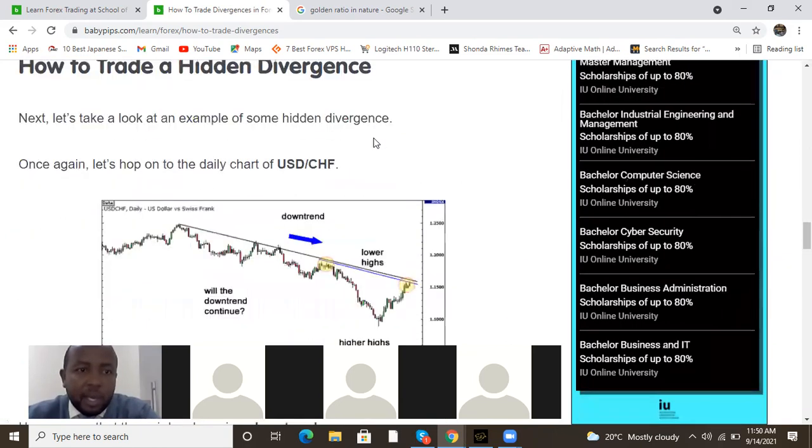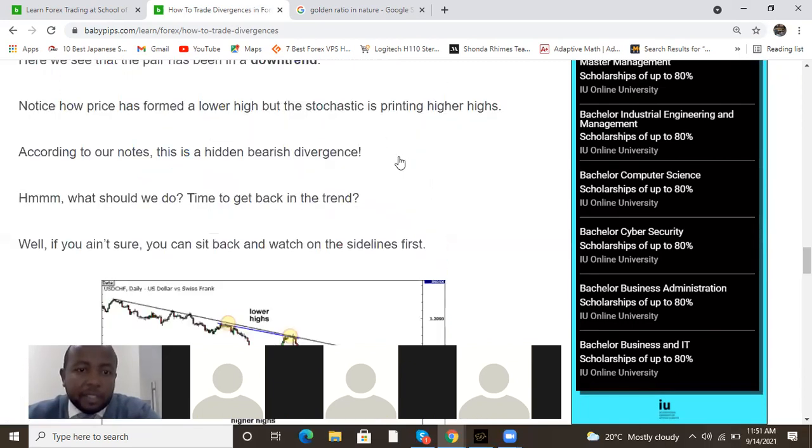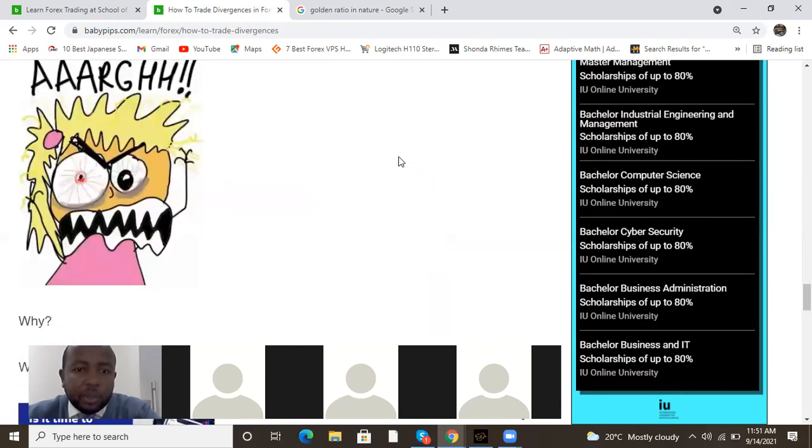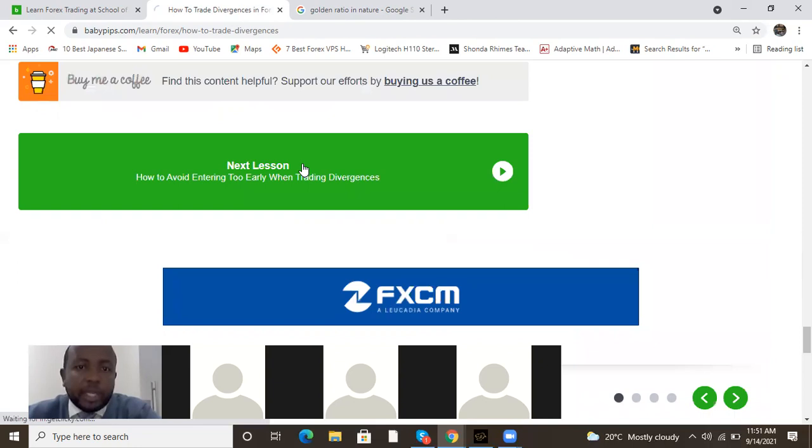So how do you trade a hidden divergence? The same. Can you see this is a hidden divergence? It goes up, then you can see it was making higher highs, and this was lower highs. So this was a hidden bearish divergence. So let's go to the rules, because I think that's okay for today.